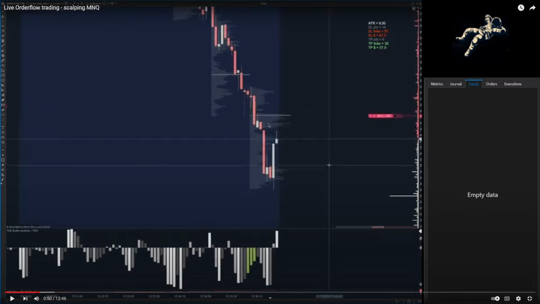This gray line here is the point of control, the volume point of control for each 1 minute bar. That just means that's the price level where most of the volume was traded within this 1 minute bar. It hasn't closed yet, so it might change until the bar actually closes. But you will see that in this whole area there was a cluster of volume being traded right here. So you can say it's kind of like a supply zone, right? So let's just see what happens.